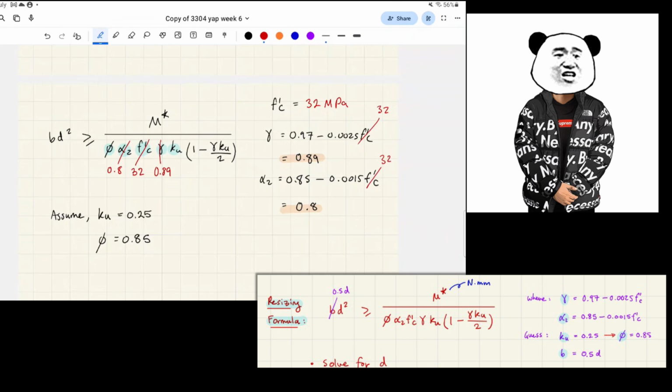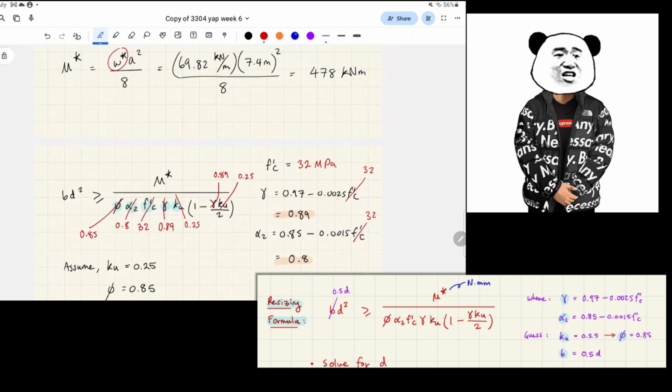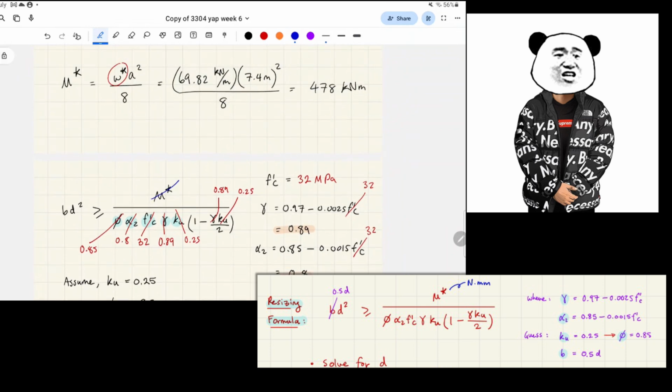Cool. And then these other numbers here, we've already got. This is just gamma again, KU again. KU is 0.25, this is 0.85, and KU over here is 0.25 as well. Okay, so M star, coming back to this, Josh, what number should I plug in for M star here? 478. You sure? Yes. So that's in kilonewton meters. Everything else has been in MPa.